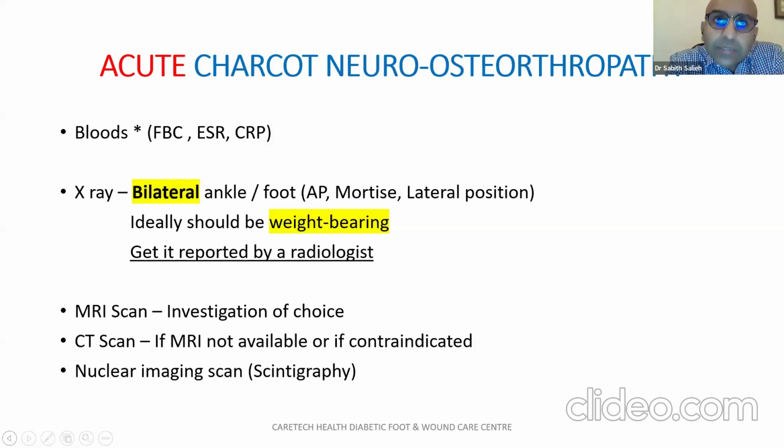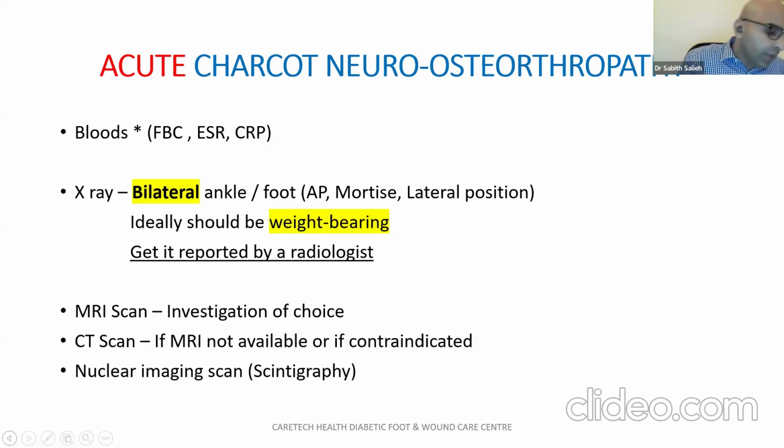Now, when an X-ray is done, remember, if the X-ray is normal, it does not rule out Charcot's, because even radiologists sometimes can miss this, right? So if you do suspect it, when you're ordering an X-ray, if it's the ankle, you order a bilateral ankle X-ray. If it's a foot, bilateral, so that the radiologist can compare. And the usual view is AP mortise.